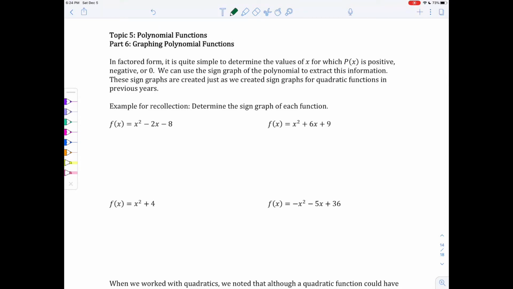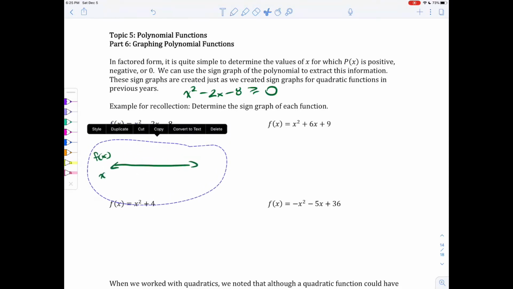You might have used sign graphs, that's S-I-G-N sign, not S-I-N-E sine. You might have used them to solve quadratic inequalities. So if you had something, for example, like x squared minus 2x minus 8 is greater than or equal to 0, if you needed to solve that, then you might have set up essentially a modified number line where you looked at the value of x and the value of f of x, and then using your knowledge of what the zeros were for that function, built this thing.